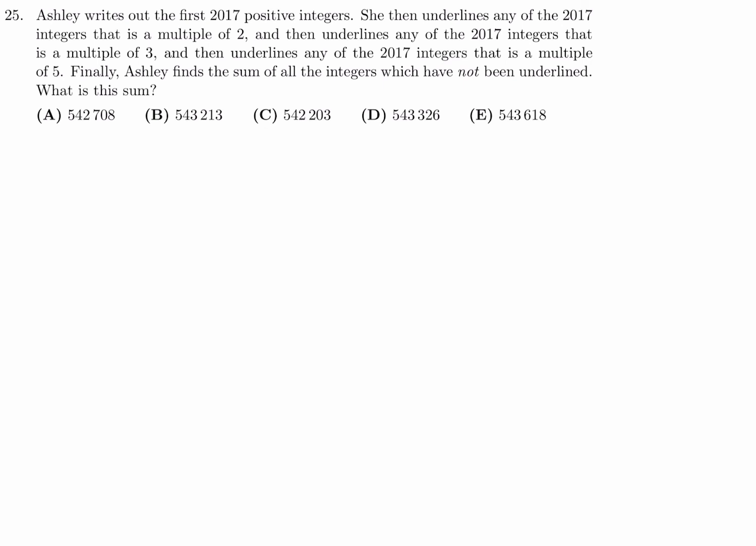Ashley writes out the first 2017 positive integers. She then underlines any of the 2017 integers that is a multiple of 2, and then underlines any of the 2017 integers that is a multiple of 3, and then underlines any of the 2017 integers that is a multiple of 5. Finally, Ashley finds the sum of all the integers which have not been underlined. What is the sum?